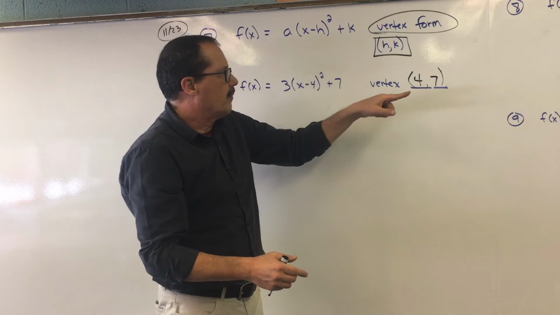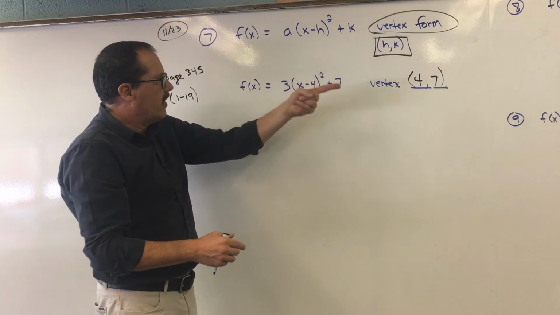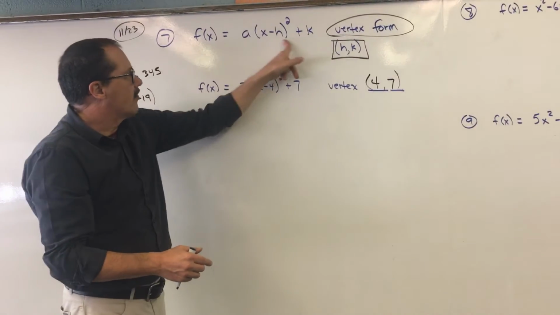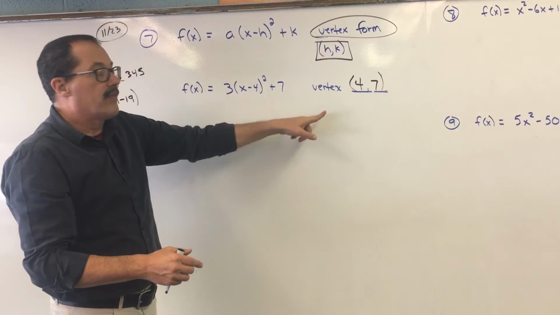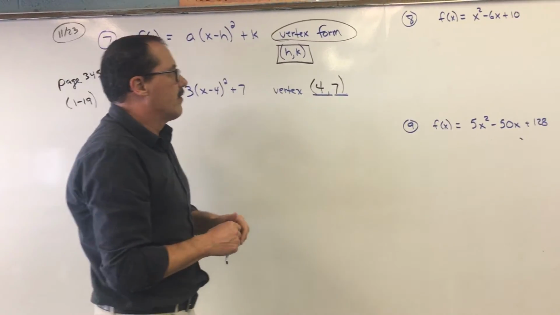So now we're going to take a couple of them, and we're going to take what they give us, and we're going to put it into this form so that we can find the vertex. That's all they want you to do is find the vertex.